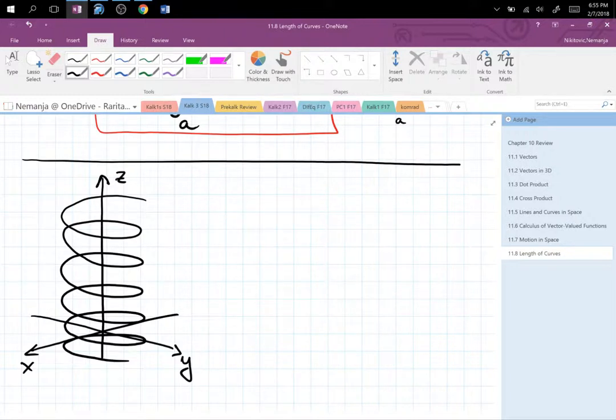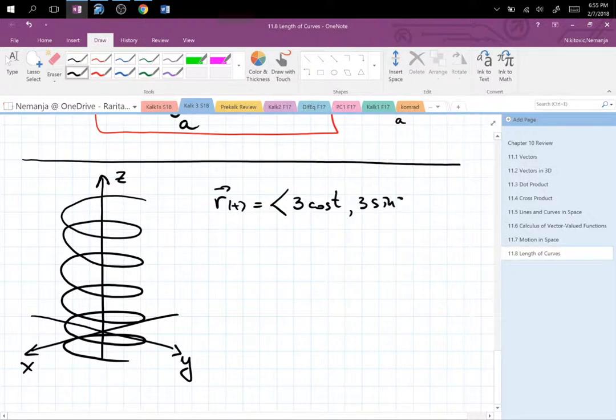Anyway, so helix. We have our R, which is going to be, say, 3 cosine t, 3 sine t, and t, which will make these guys to be 3 and 3 on the x and the y-axis, right?